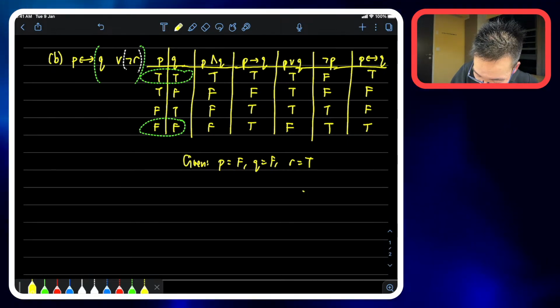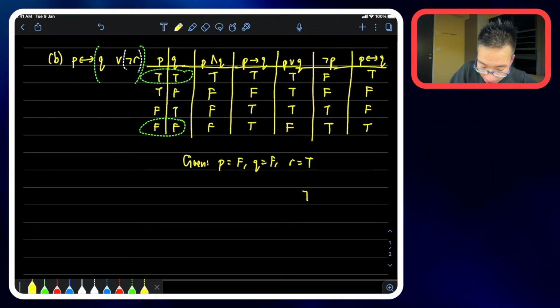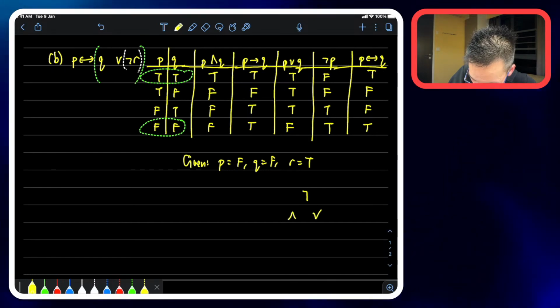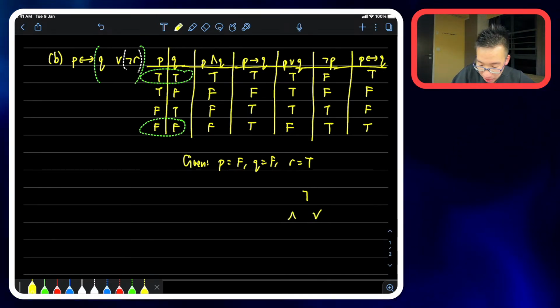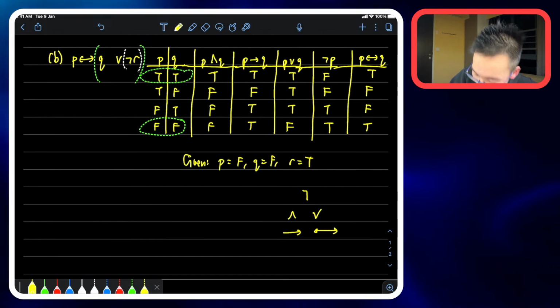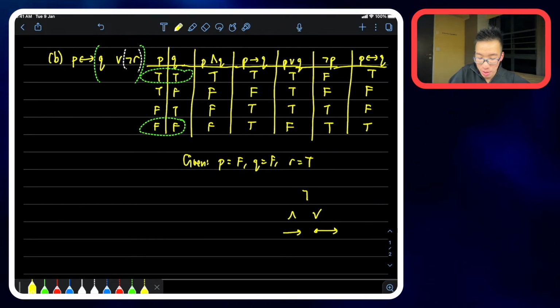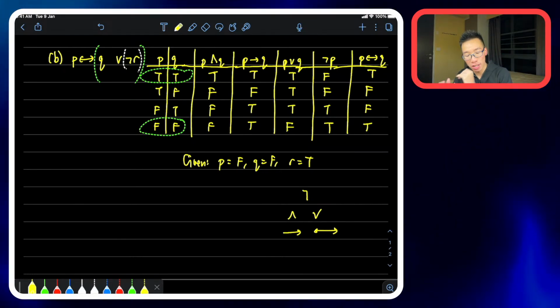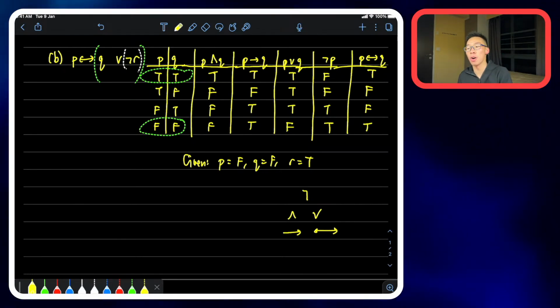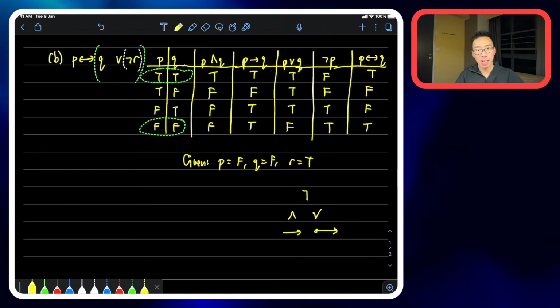It will be the negation, followed by the connectors, and followed by your arrows. So in other words, the negations always come first, followed by the conjunction or the disjunction, and finally the implications, be it two-sided or one-sided implications.